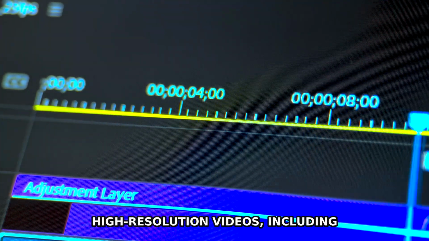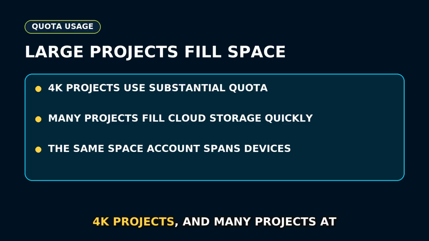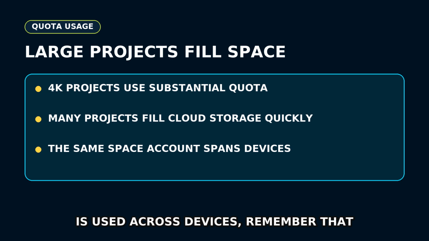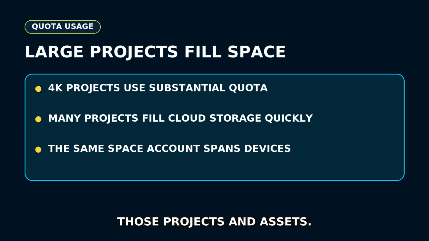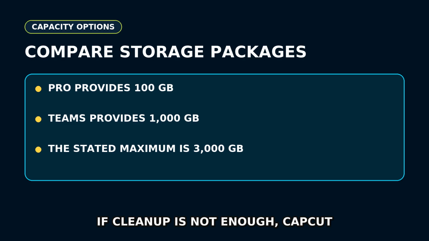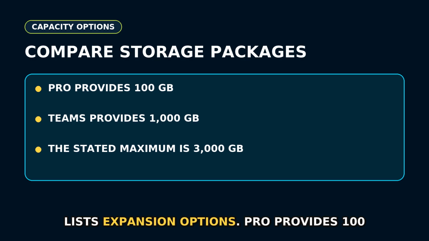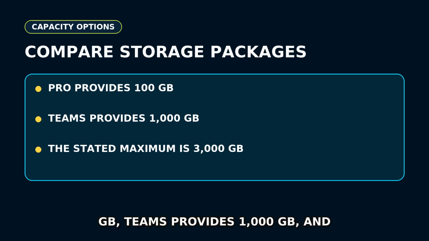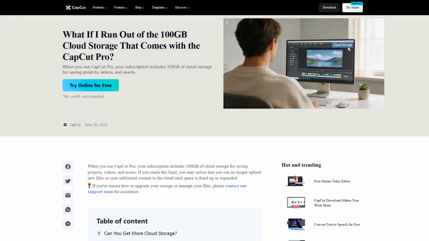High-resolution videos, including 4K projects and many projects at once, can fill the included cloud quota quickly. If the same account is used across devices, remember that space is the cloud area for those projects and assets. If cleanup is not enough, CapCut lists expansion options. Pro provides 100 GB, Teams provides 1000 GB, and additional packages can add 100 GB or 1000 GB. The page states a 3000 GB maximum total capacity.